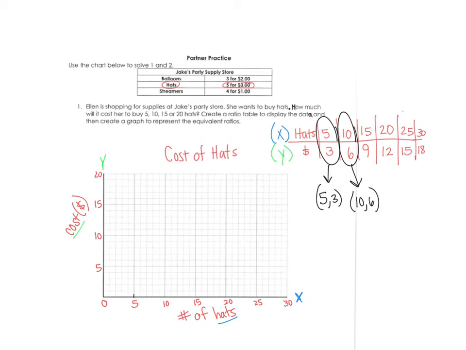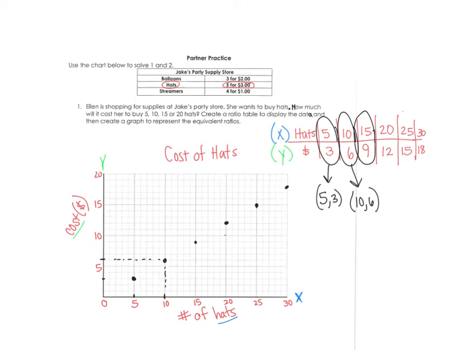So for the first one, I'm going to go over the 5. I'm going to go up to 3. I'm going to follow them over and up. There's my first dot. I'm going to go to 10. And here's 6. Over and up. Follow them. See how I follow them there? So a friendly reminder for plotting points. Here would be my third ordered pair. 15 up to 9. 20, 10, 11, so 12 would be right here. 25 takes me to 15. And 30 takes me to 18.